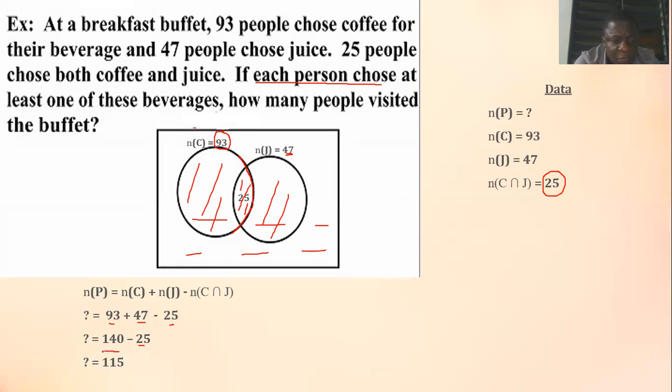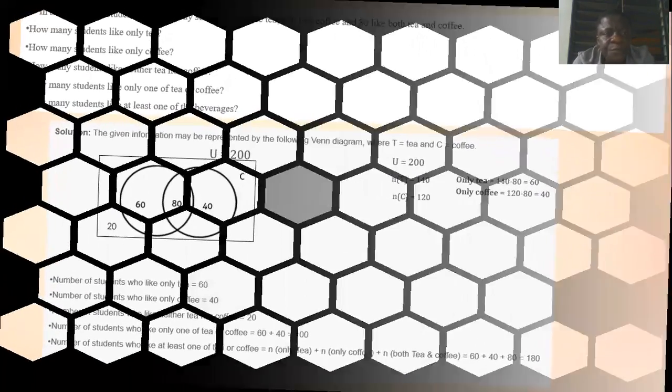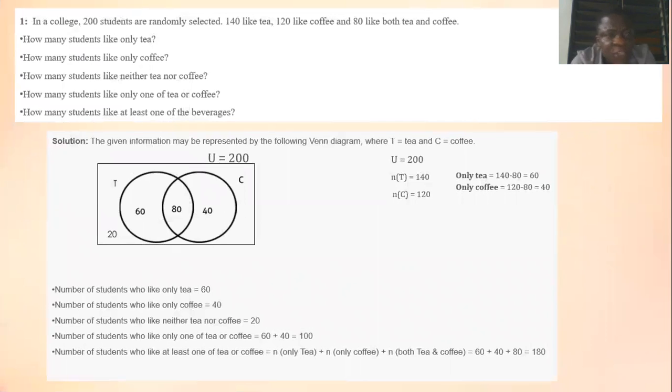And that will be 150. So this means, or implies, that 115 people visited the buffet. Further illustration again. It says in a college, 200 students are randomly selected.